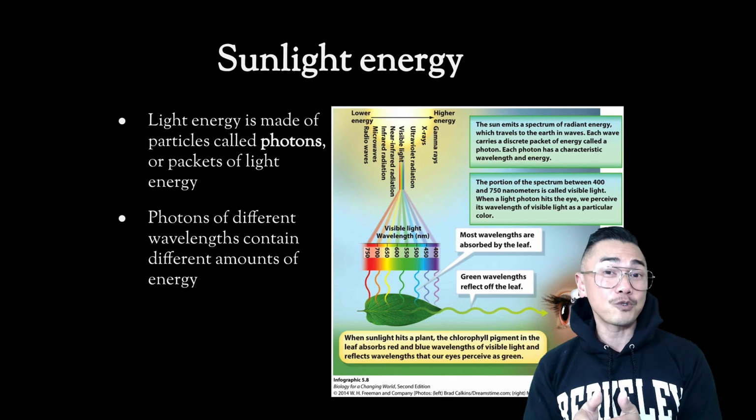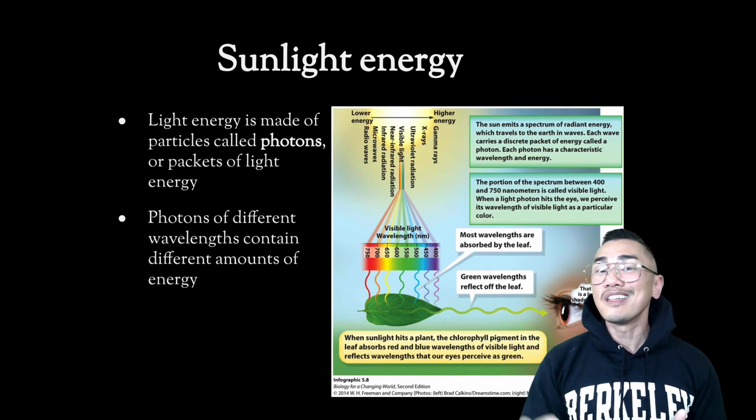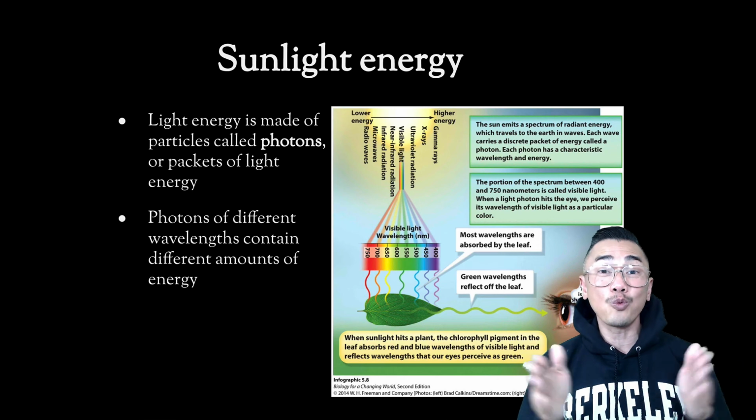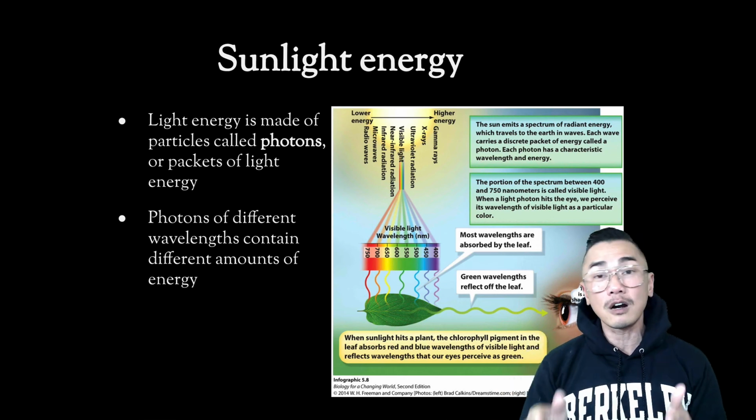Blue and purple light, for example, have more energy than red or orange light because the waves in blue and purple light are closer together.